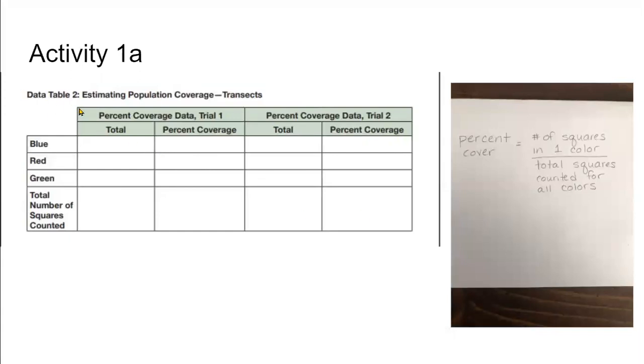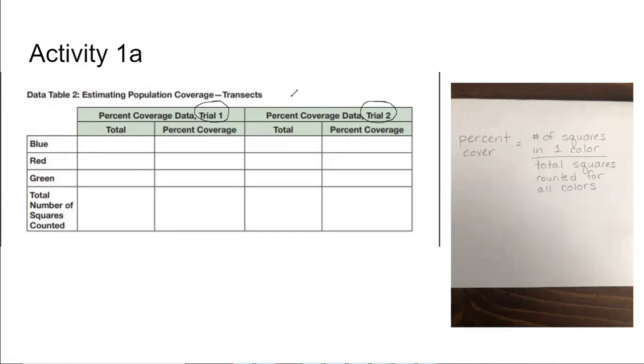Table 2 is also for activity 1A. So what you're going to do is you're going to count how many times you saw blue for the first trial. So again, the separations here on the chart are that this area is for trial 1 and the other columns are for trial 2. So you're just going to count up how many times did you see blue in your first trial? That's all the lines. How many times did you see red? How many times did you see green squares? And then by the time you add them all up, that's going to be your total number of squares counted.